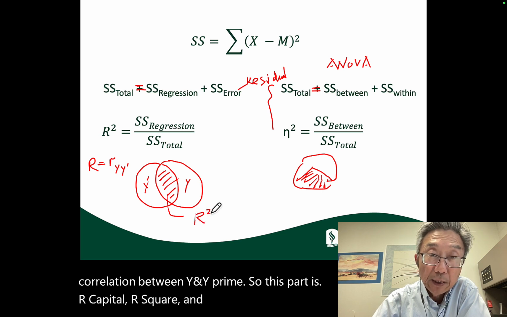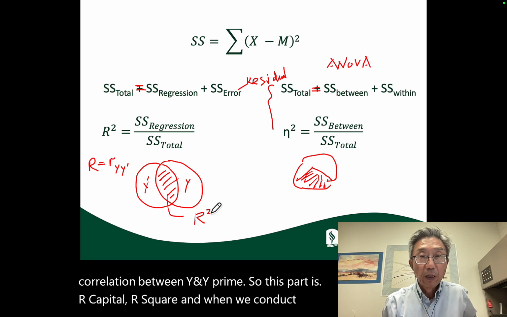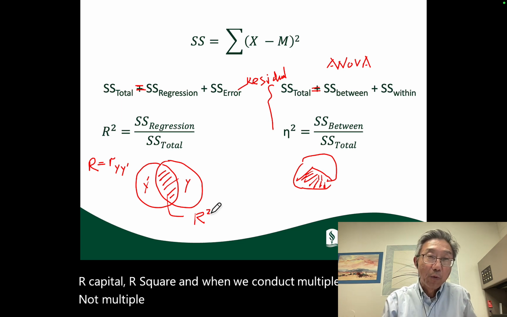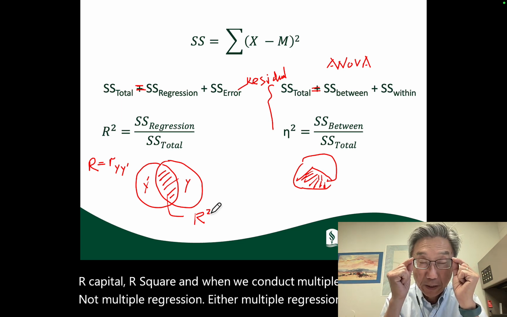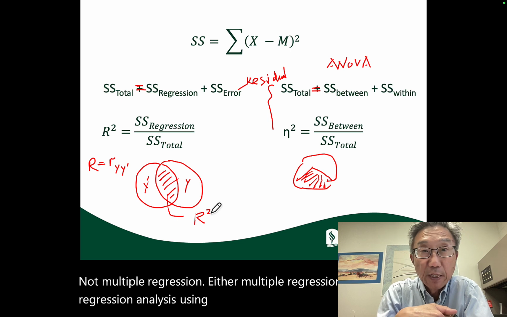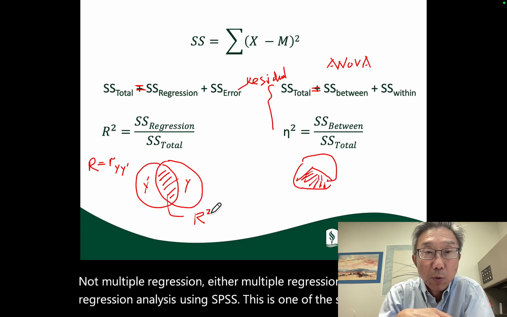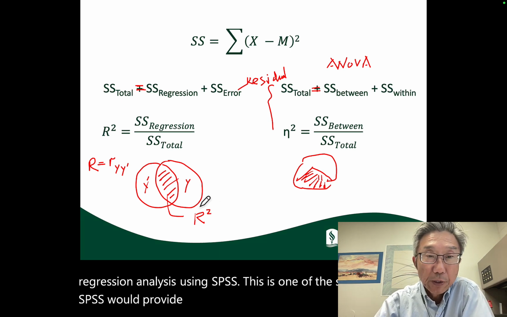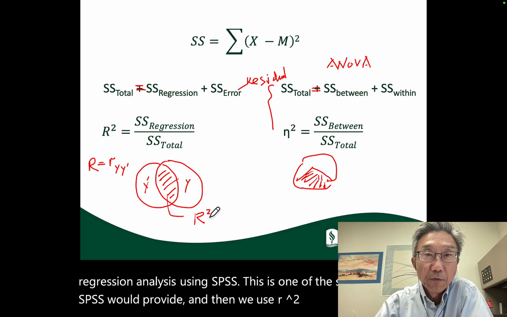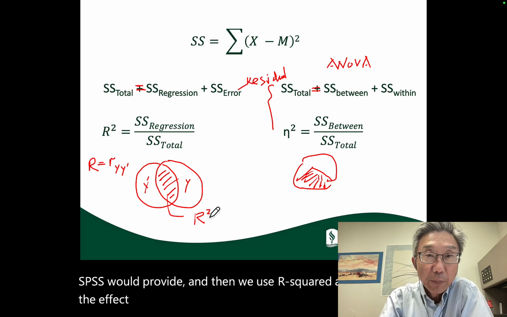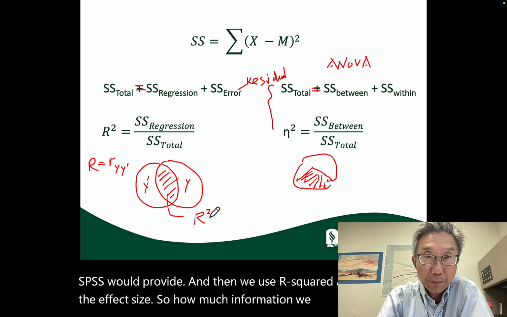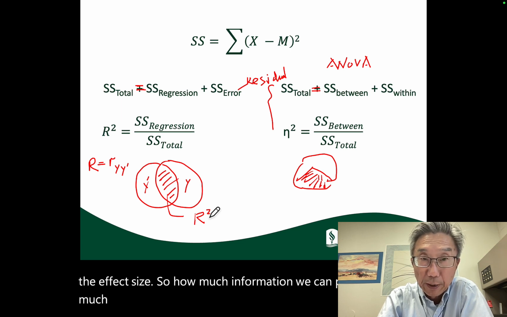And when we conduct either multiple regression or simple linear regression analysis using SPSS, this is one of the statistics that SPSS would provide. And then we use R squared as indication of the effect size. So how much information we can predict.